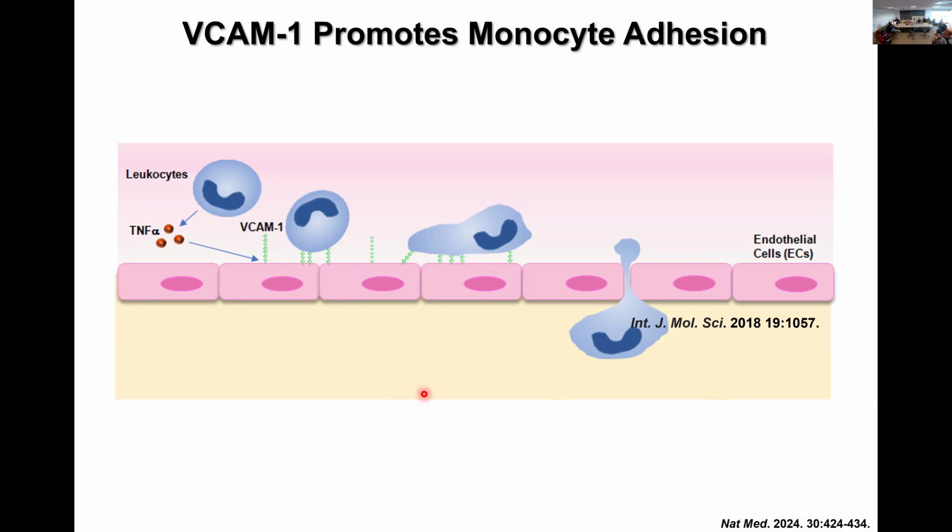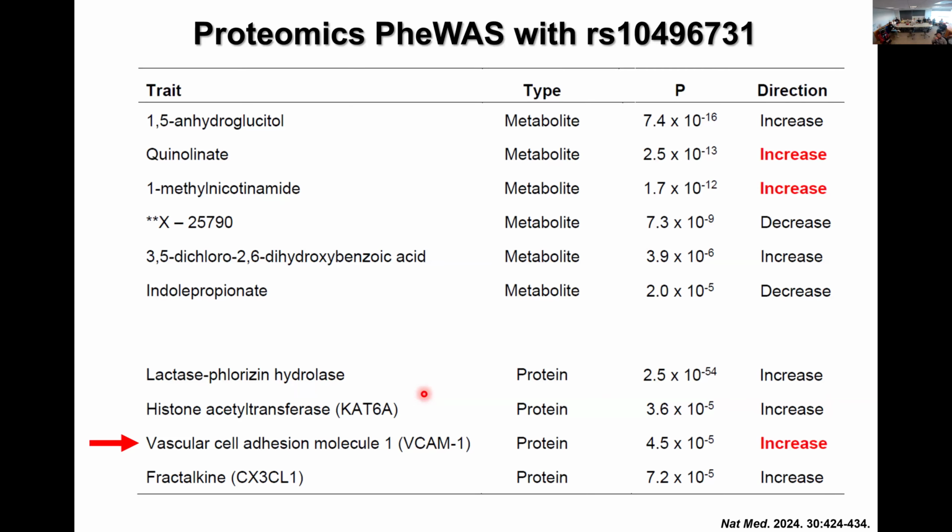Was that VCAM in human studies? What was the tissue they examined? This is circulating soluble VCAM levels. Soluble VCAM, yeah. This is a proteomics dataset, actually UK Biobank proteomics.